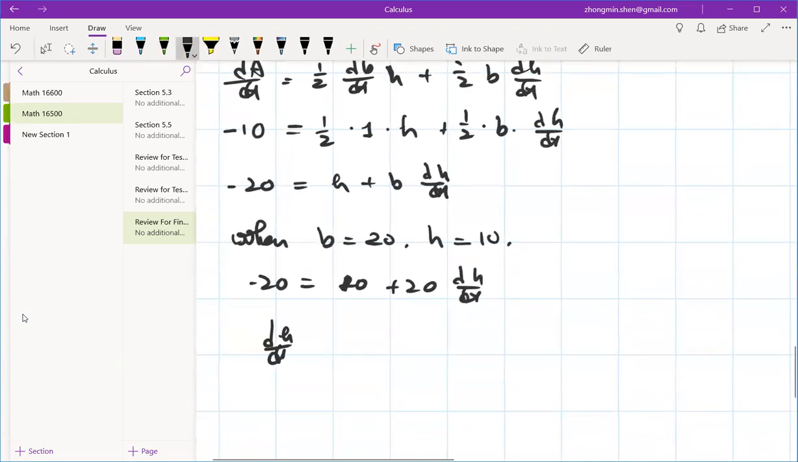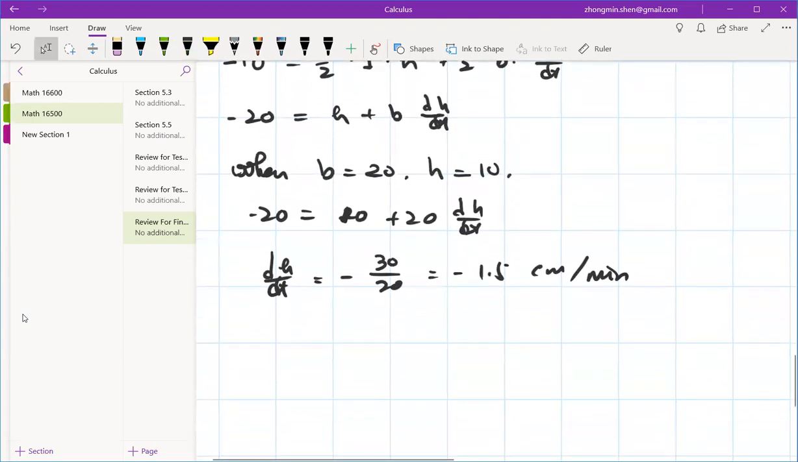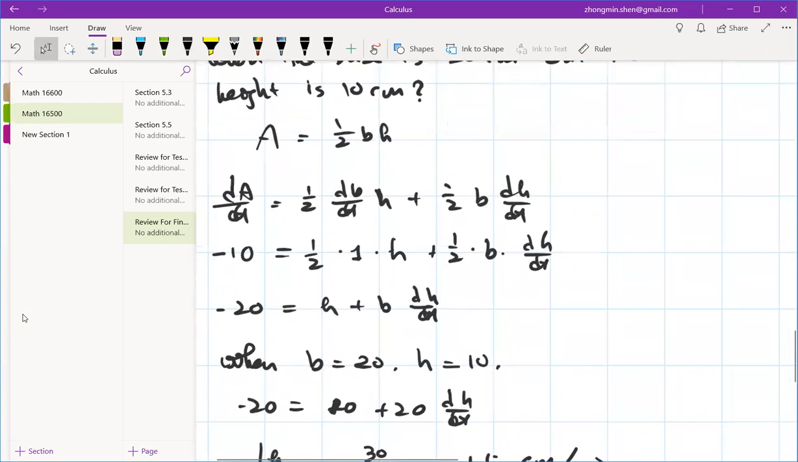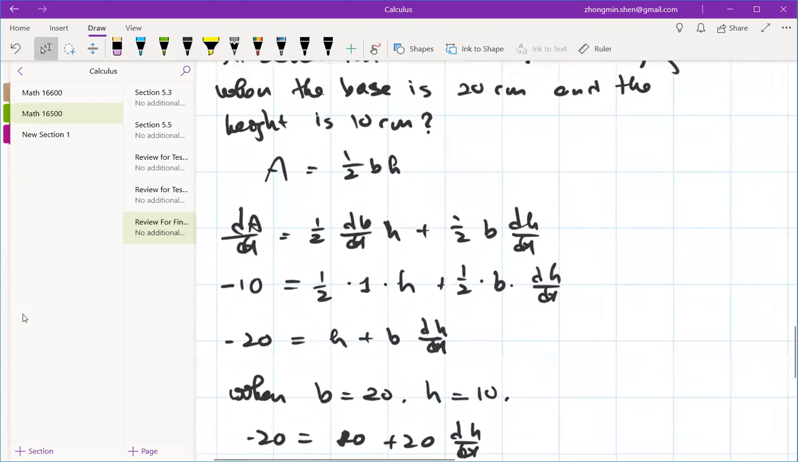So that is going to be negative 30 divided by 20. So it's negative 1.5 centimeters per minute. So the height is decreasing. The height is decreasing because the area is decreasing. Even though the base is increasing, it increases too slowly, so the height has to decrease. So this is the problem. Do you think it's difficult? It's not difficult. If you understand the mathematics, you write down the formula and you differentiate. Right. So those are the two problems that use the geometry a little bit.